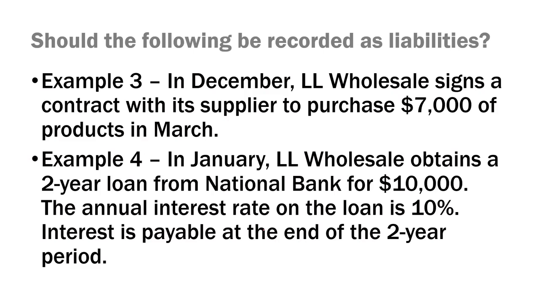Can the amount be reasonably estimated? Well, 10% rate times the $10,000 loan gives us the amount of annual interest. Yes, it can be reasonably estimated. Has the event that causes the obligation to be incurred happened? No. Time must pass in order for the company to owe interest on that loan. That event has not happened as of January.